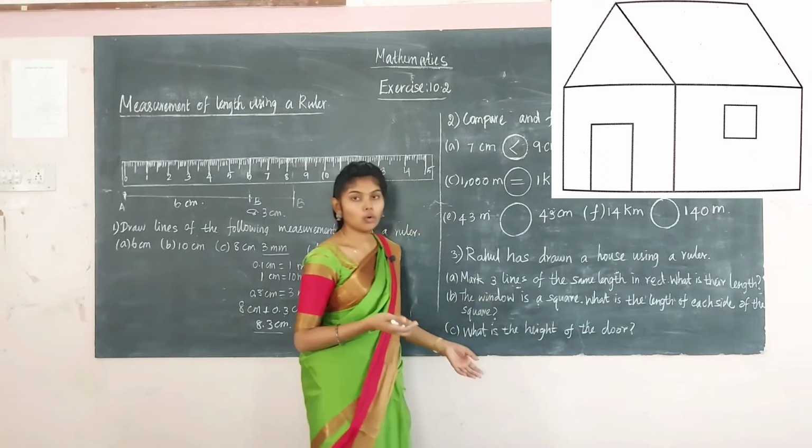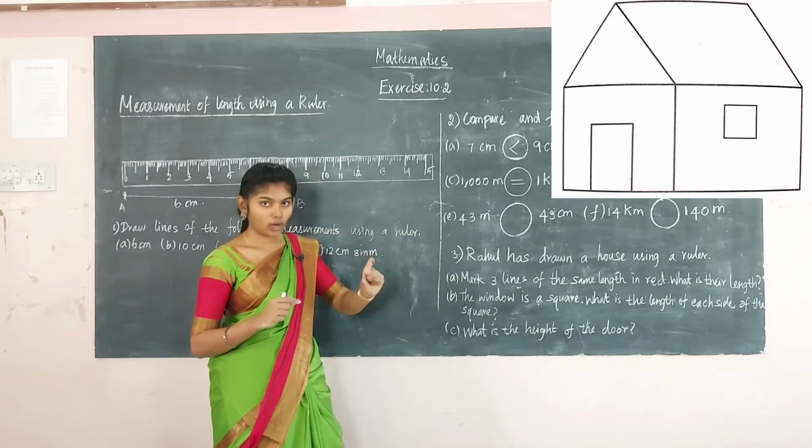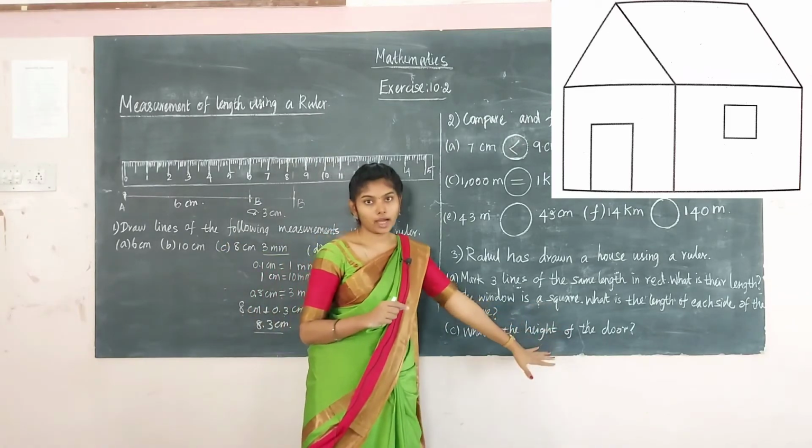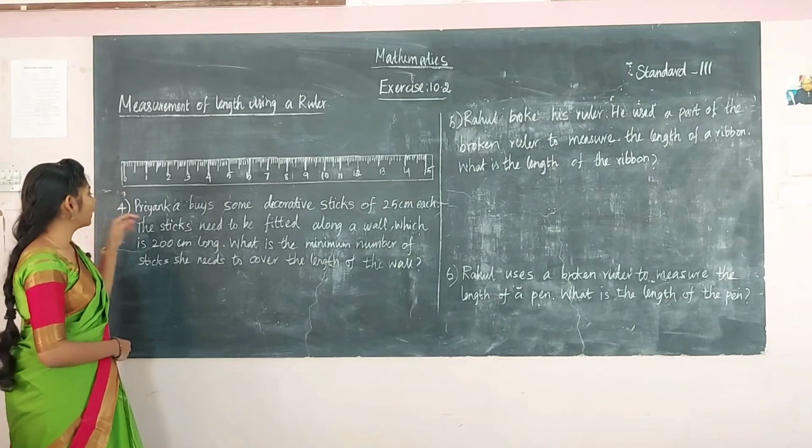And next one, what is the height of the door? And there is a door in the house, so you are going to find what is the height from top to bottom. The door alone you are going to find the height. So this is your homework for you. Now see the fourth problem.